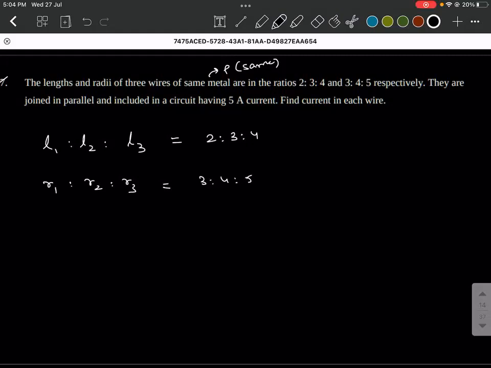They are joined in parallel and included in a circuit having 5 ampere current. Find the current in each wire. So these 3 resistors with this specification are connected in parallel and have 5 ampere of current in total flowing through them, right? If that is the case, how do we find the current across each resistor? How do we even proceed?